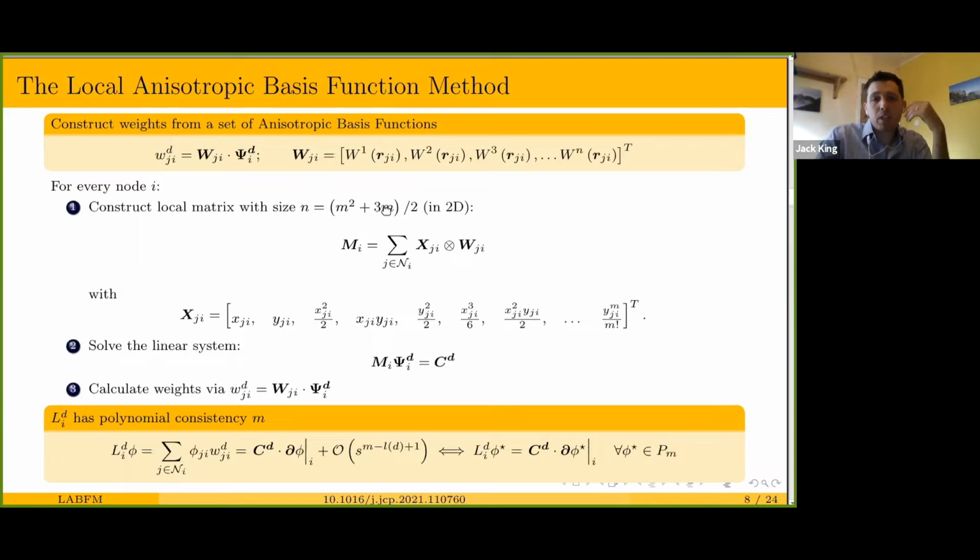So if we've set m equals 6, then in 2D we'll have matrices that are 27 by 27. We solve those, and then we'll find that the operator L has consistency of order 6. So it's exact for all polynomials up to 6th order. And that's equivalent to saying that the gradient operators will converge at 6th order and the Laplacians at 5th order. So that's the first part of the method.